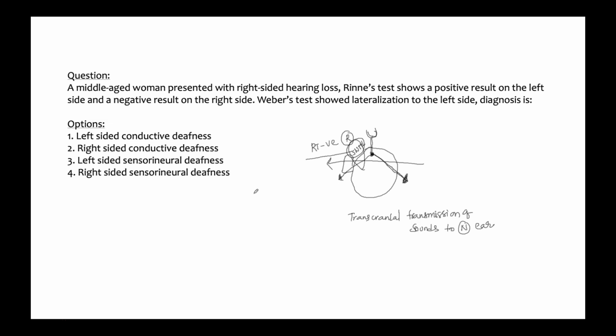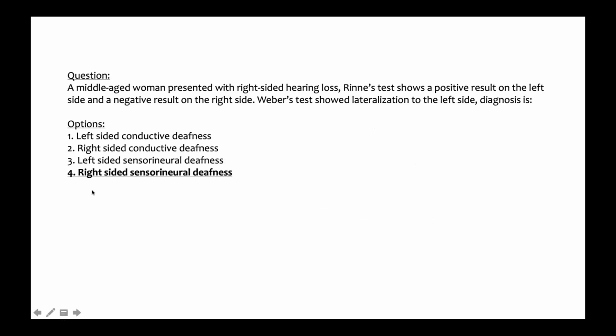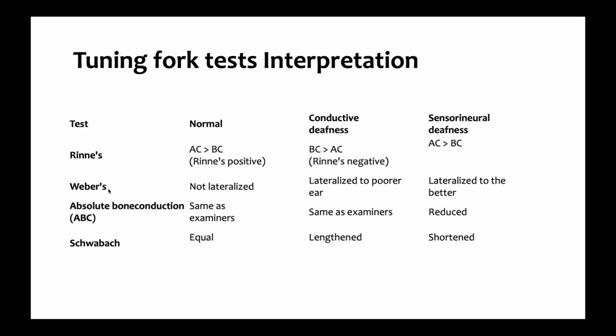So what is the answer for this question? The answer is option 4, that is right-sided sensory neuronal deafness. Let us also quickly look into the interpretation of the tuning fork test.